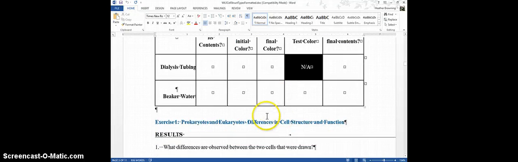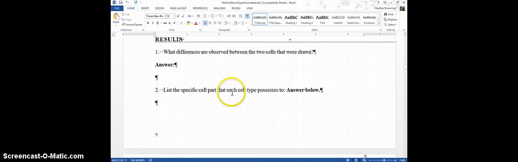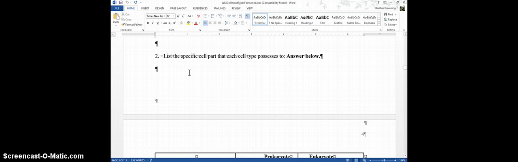Okay, really long file. So exercise 1 is prokaryotes and eukaryotes. So we're going to focus on that, the differences of cell structure, right? I've got it here. Scrolling. All right. So what are the differences that you see in the two cells that you drew? What are the specific cell parts that each cell type possesses?